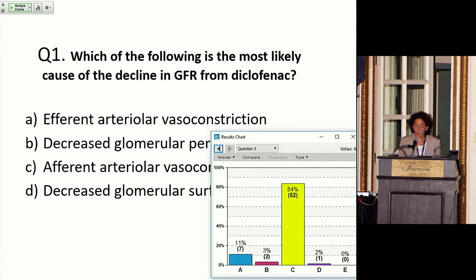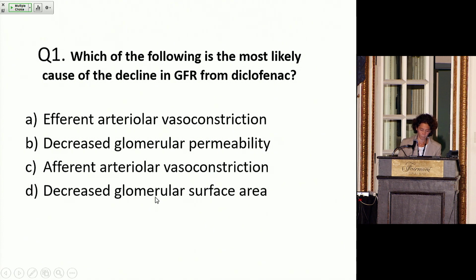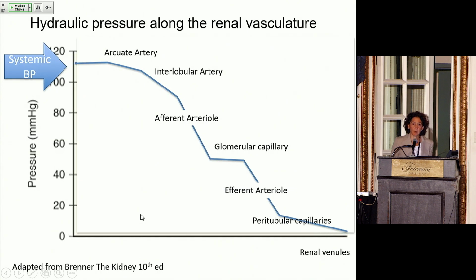Okay, great. And so most of you got the desired answer, which would have been afferent arteriolar vasoconstriction. And so let's think a little bit about glomerular pressures and review that as well. Okay, so here's a reminder then. We're going to spend some time thinking about glomerular pressures.